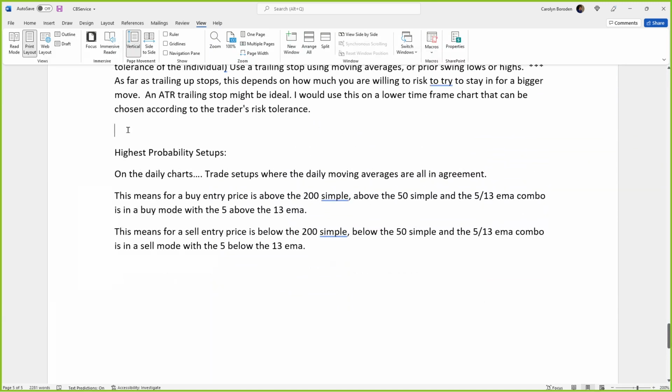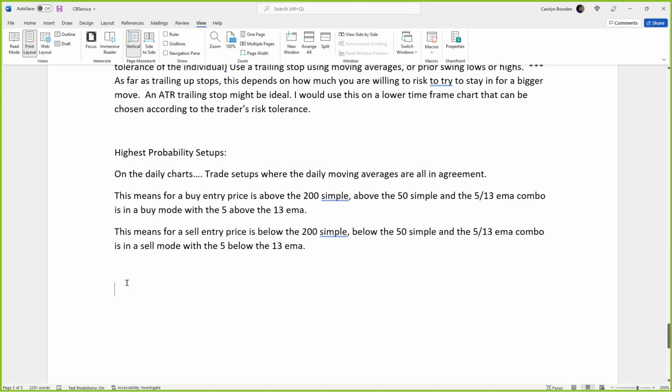Now, as far as the highest probability setups, again, on the daily chart, where the moving averages are all in agreement, those are going to be the best. Okay, so for a buy entry, price is above the 200 simple, above the 50 simple, and the 5/13 EMA combo is in a buy mode with the 5 above the 13. Just reverse it for a sell, and we actually have some of these on the sell side where you have all of the moving averages on the right side. Those will be the better ones to look at.